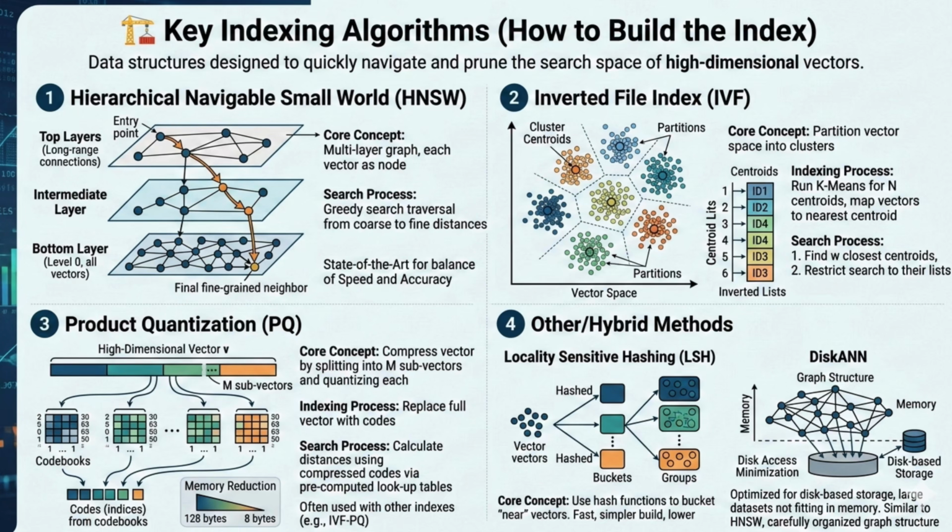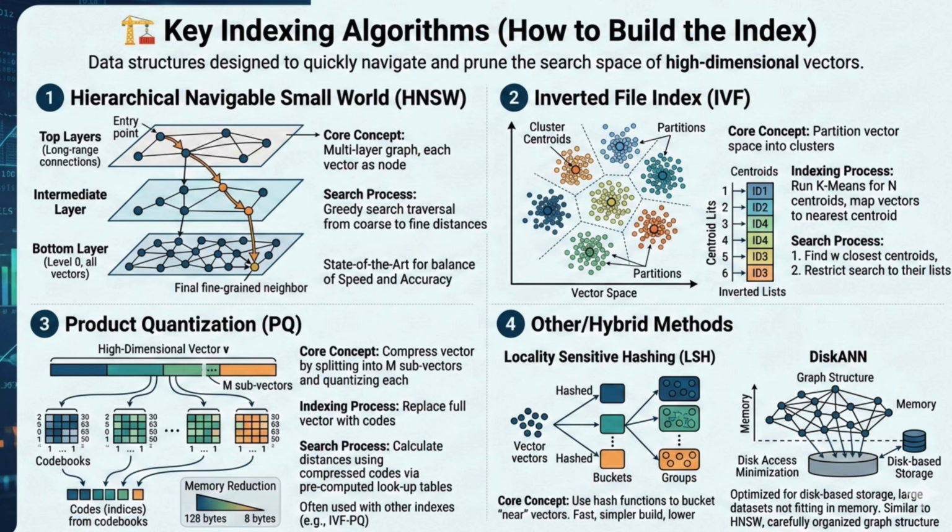A search starts at a random entry point in the top layer and uses greedy search to find the nearest neighbor in that layer. It then drops down to the next layer and repeats the process, effectively traversing the graph from large distances to fine-grained distances until it reaches the most accurate neighborhood in the bottom layer.